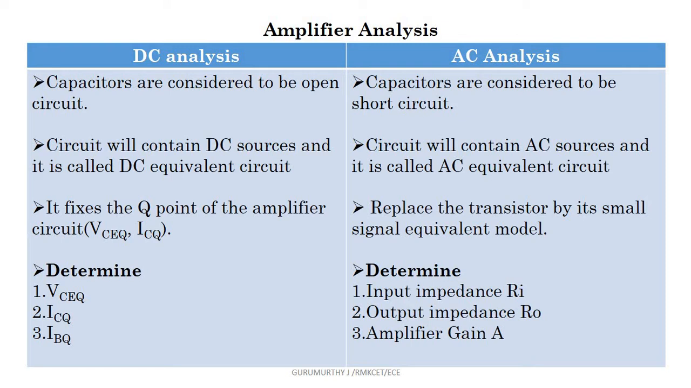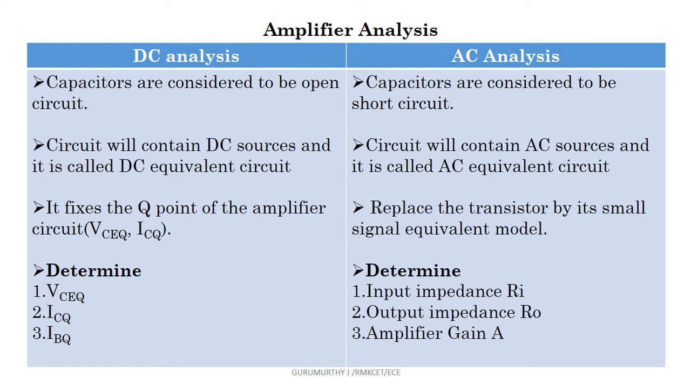In the final stage, we will determine the collector to emitter voltage, base current and collector current. So this is what we do in DC analysis, and it is also called large signal analysis. Why? Because the voltages and currents involved in this analysis will be large, so it is called large signal analysis.